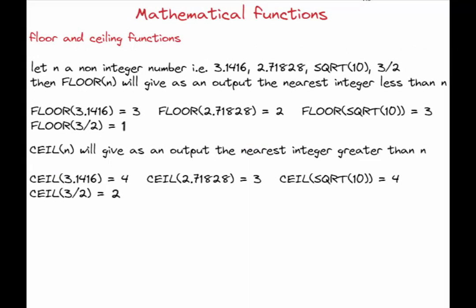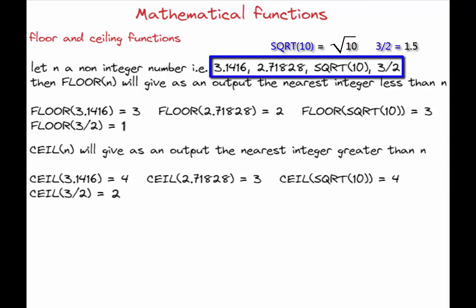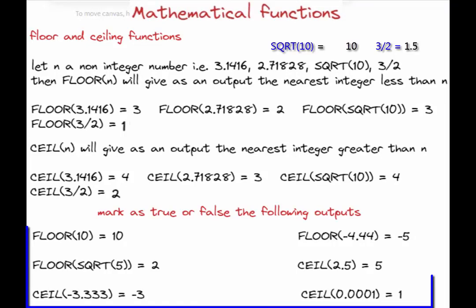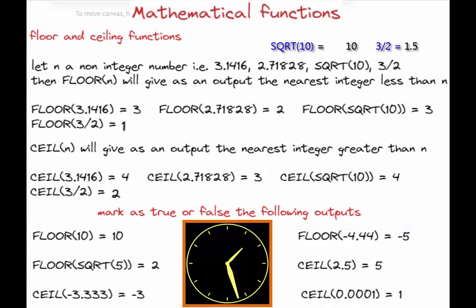Let's introduce some mathematical functions. Floor and ceiling are used to round numbers with fractional parts, like this for example. Floor will output the greatest integer less than or equal to the input, and ceiling the smallest integer greater than or equal to the input. Mark as true or false the following outputs.